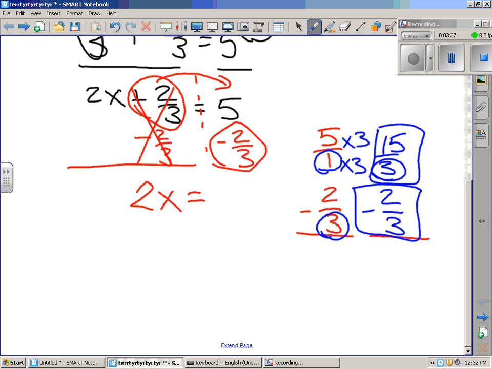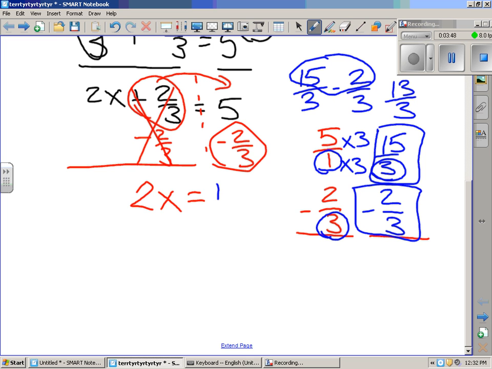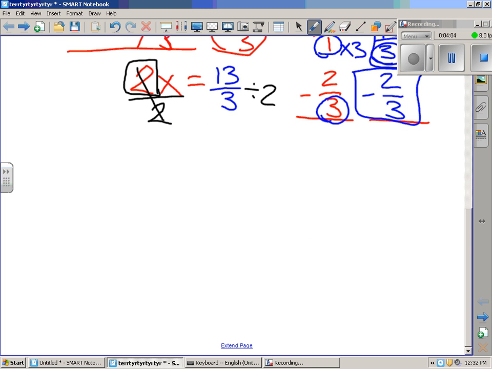So when you take 15/3 and you subtract 2/3, you take 15 minus 2, and we get 13/3 as a result. So down here you write 13/3. The number that's keeping the x from being alone is the 2, and the 2 is being multiplied by the x. So we need to use the inverse operation, division. So I also divide the other side by 2 to maintain equality. On the left side, 2 divided by 2 equals 1, so we're left with 1x.